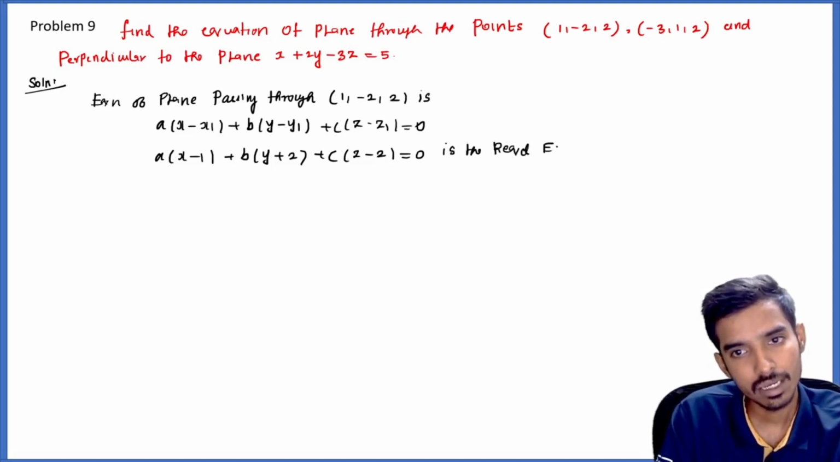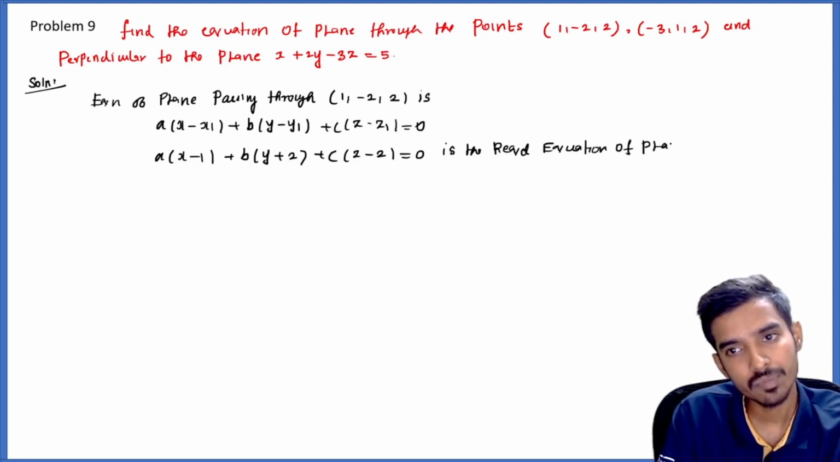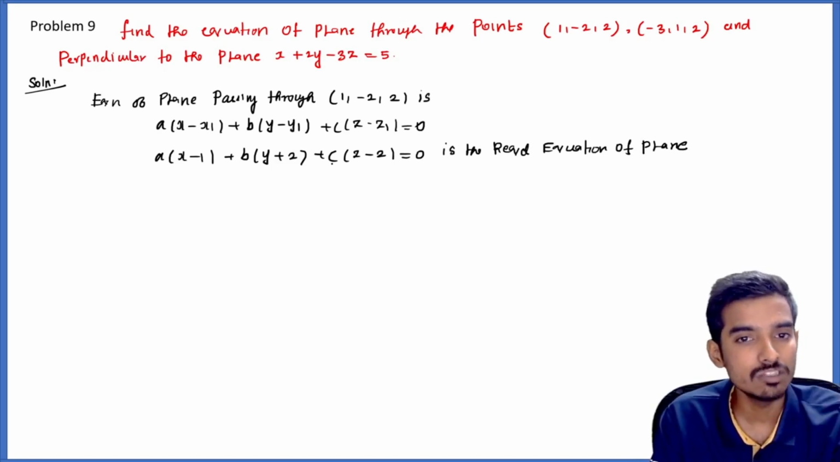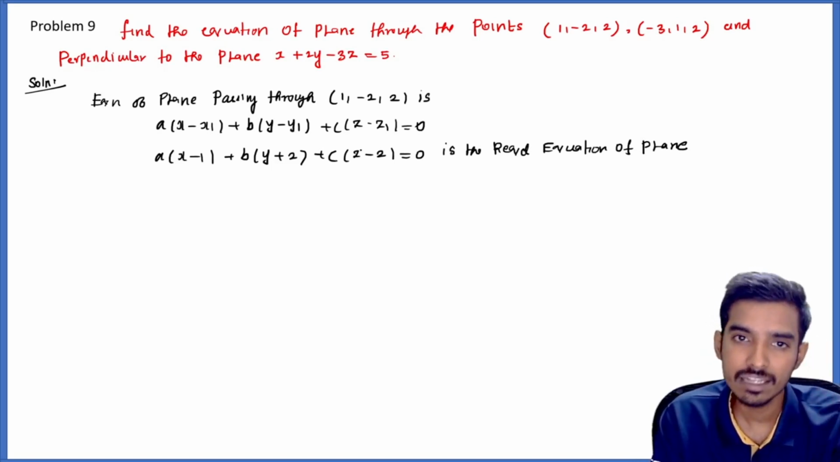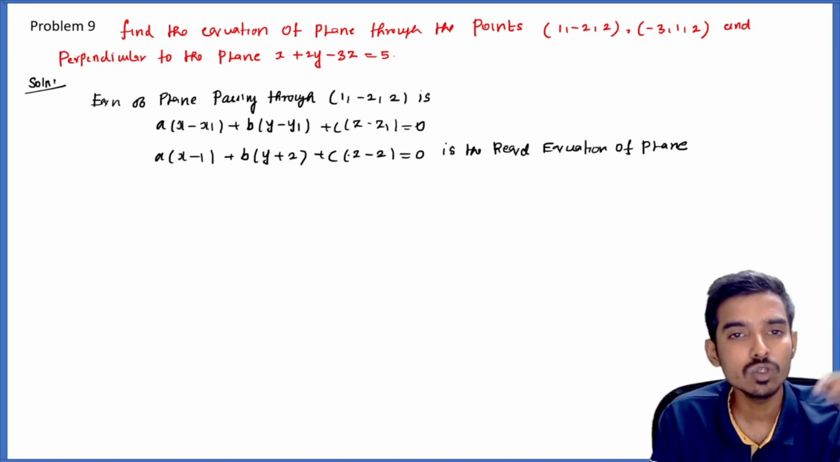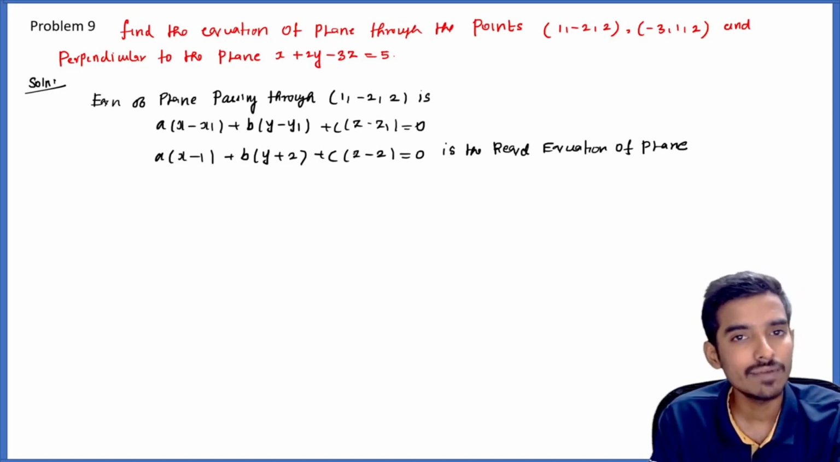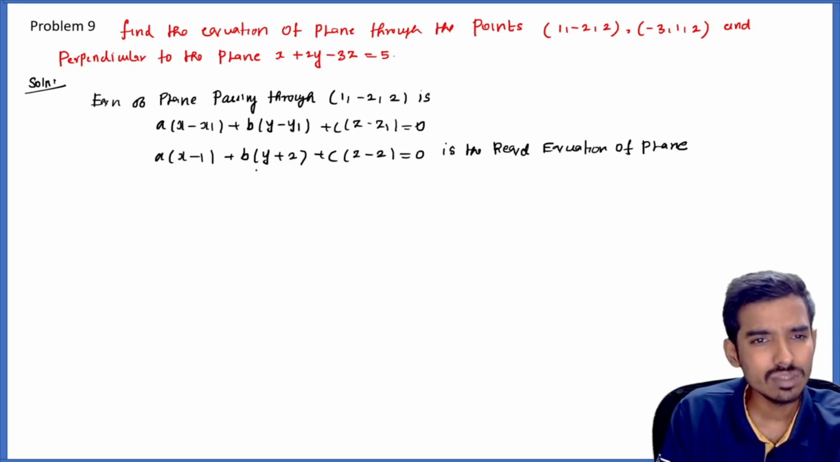This is the required equation of the plane, but we don't know a, b, c. In the previous problem, we had two planes that are perpendicular to this plane. Therefore, their corresponding normals are perpendicular. So we used the condition that a1 a2 plus b1 b2 plus c1 c2 is equal to 0. We got two equations in terms of a, b, c, and we solved that to find the values of a, b, c. Now, let us do the same.